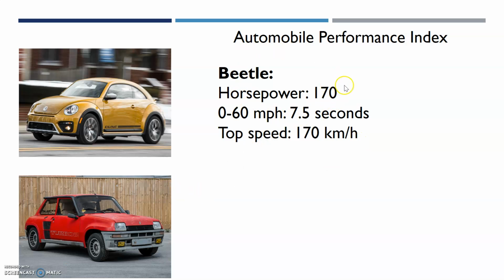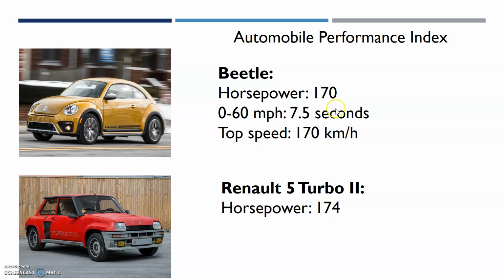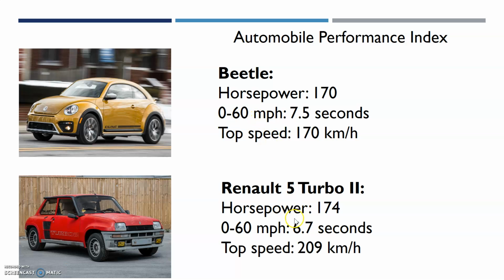So the general performance is not bad for Beetle, but let's take a look at this Renault 5 Turbo 2. It has power slightly higher than Beetle, even though Beetle is pretty good. And for this second index, it only took 6.7 seconds for this Renault 5 Turbo 2 to speed up to 60 miles per hour. And top speed, it totally beat Beetle. The highest speed that this Turbo 2 can hit is 209 kilometers per hour.